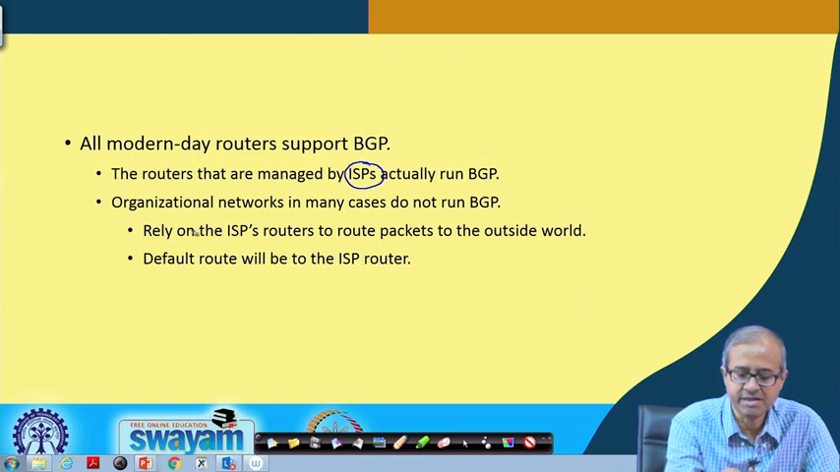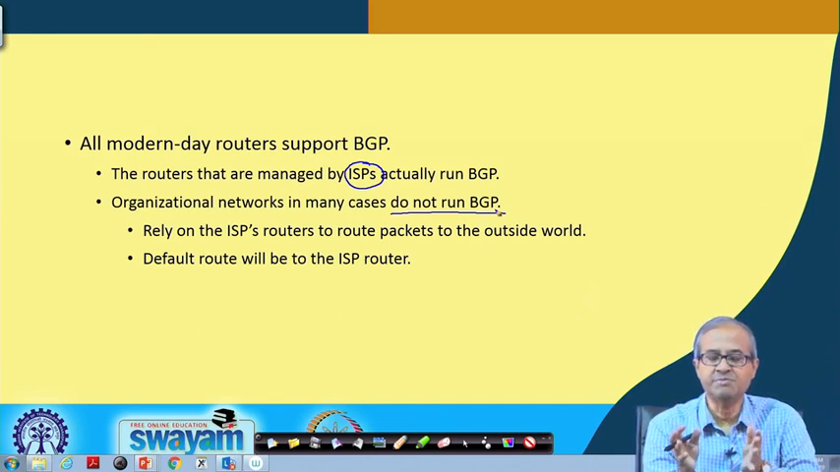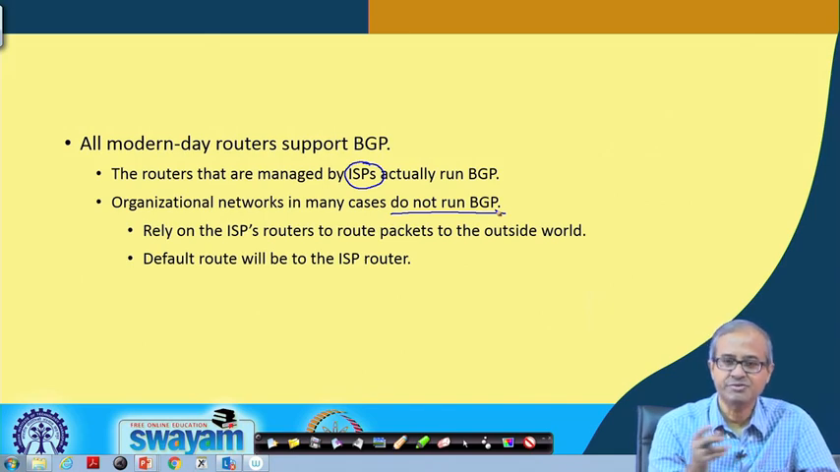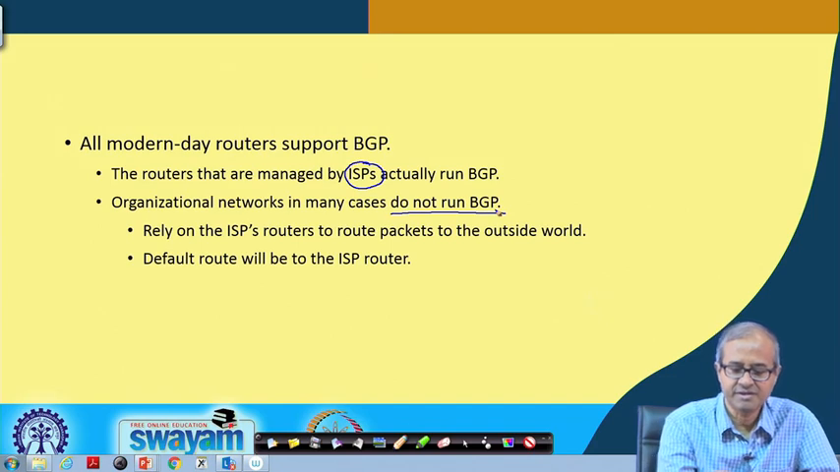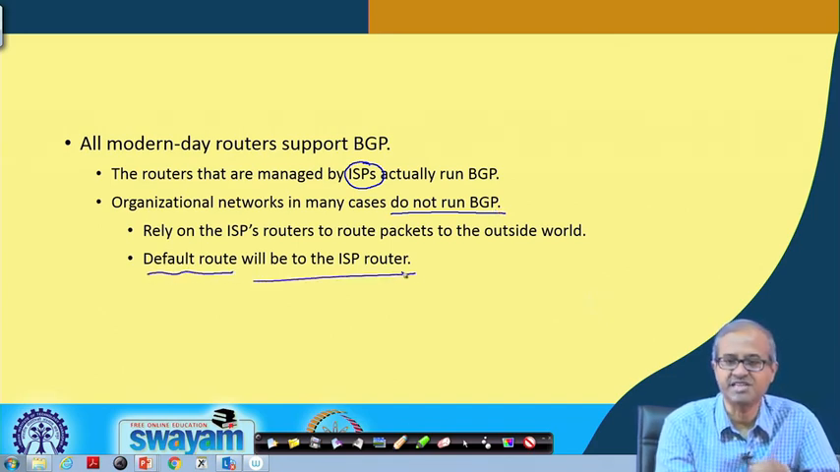This is what I am saying. Organizational networks in many cases do not run BGP, because it may be that the network administrators there are not competent enough to maintain the routers and initialize them so that they run BGP in the correct way. In that case they can rely on the ISP's router. So, the default route for packets will be to the ISP's router.